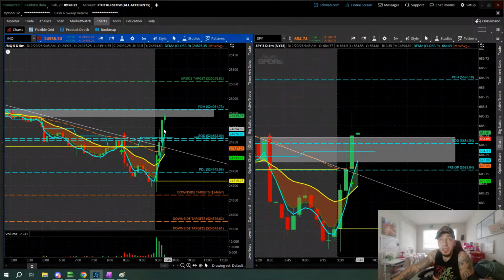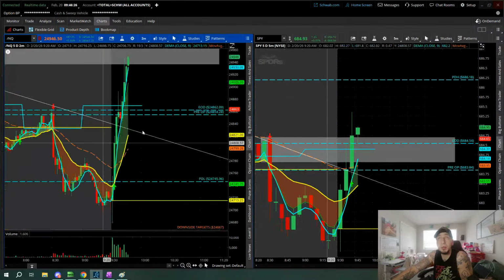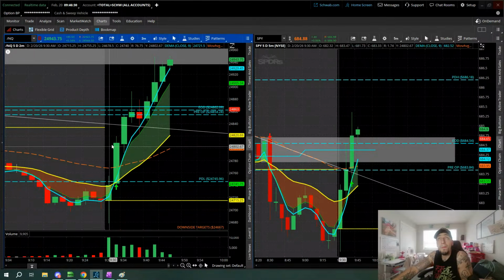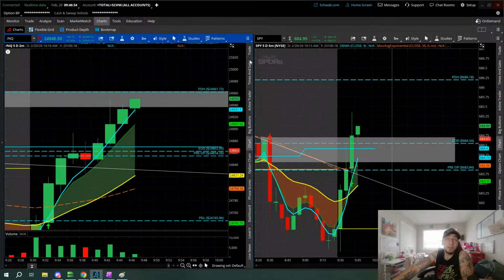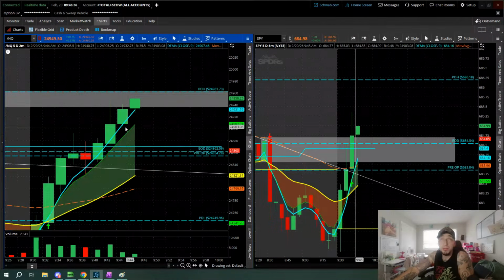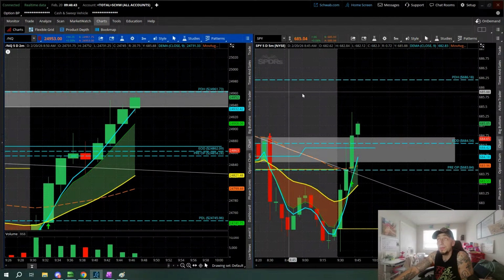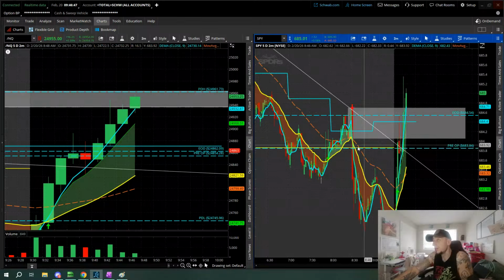So, not really any clean pullbacks. Or well, here, how about it might be time now for us to go, okay, yeah, this thing's just ripping. I mean, if you're a scalper and you got your chase hat on, you can hop in this, put your stop loss right below the previous 2 minute. That's not my style. That ain't my style.